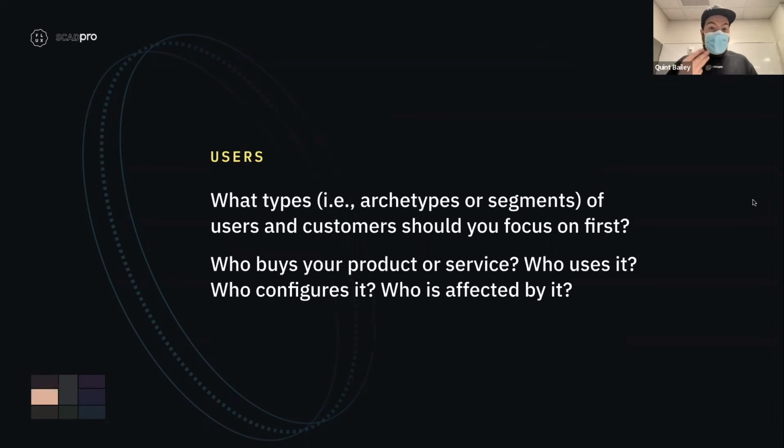All right. The third thing we want to fill out is our user groups. These are the kinds of people. I know you've narrowed down your user group for years, but what kinds of people, archetypes, or customer segments? I know Raymond talked about customer segmentation yesterday. Of users and customers, who do we want to focus on first? Who buys the product or service, and who uses it? Those are two different things, because the person who buys a product might not be the one who ends up using it.